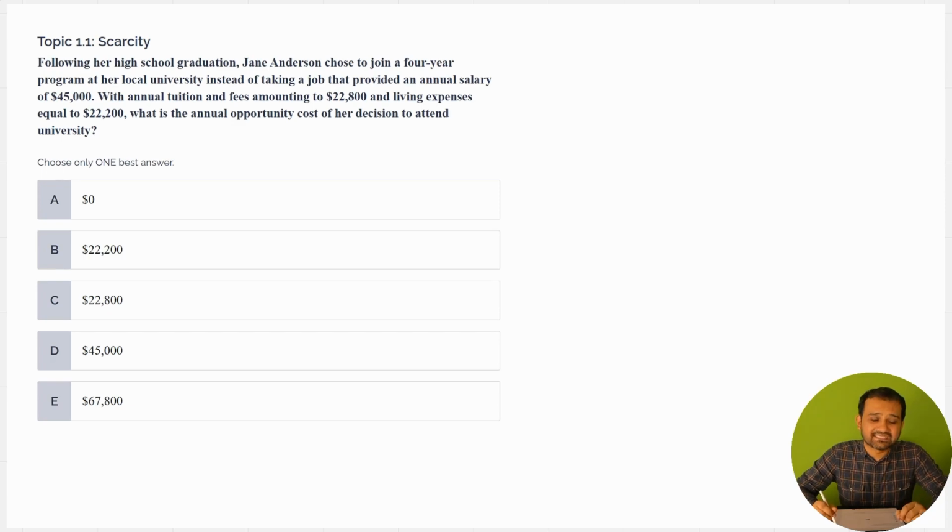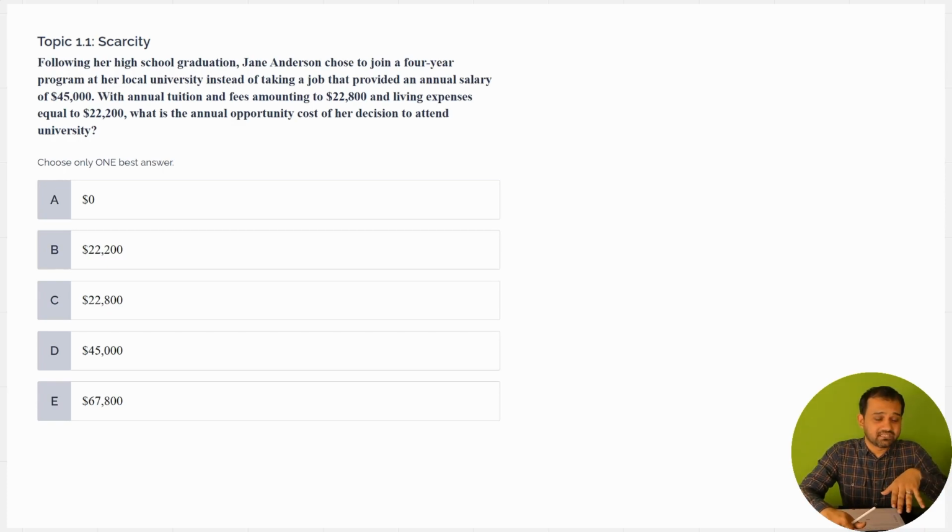Well, not so fast. That would have been the correct answer if there was nothing else involved. She only has 1 year of time. That's the same resource she's spending for the job or for her university. And she's getting some value from her university versus some value from getting the job, which is the salary. So in that case, choosing the university means she was giving up the salary of $45,000. But in this scenario, as we see, it's not as straightforward.